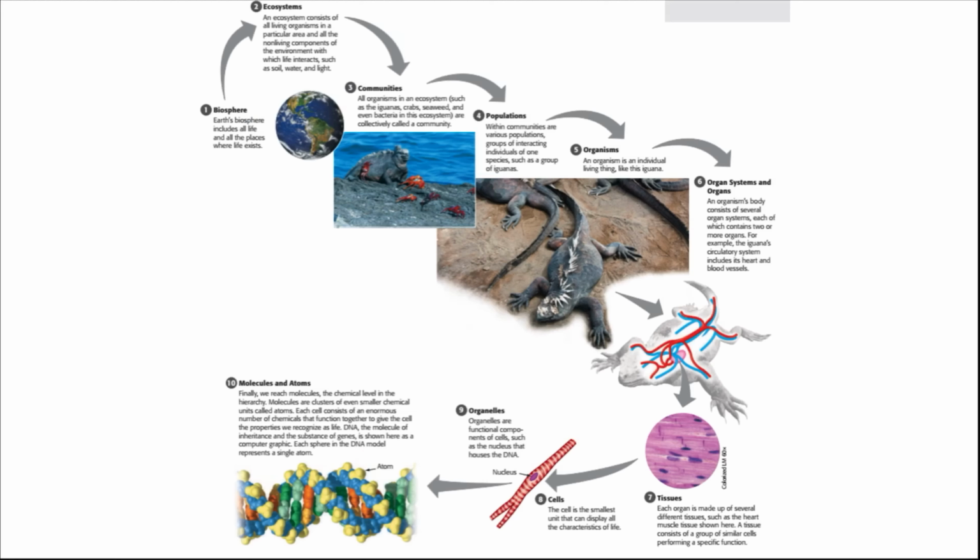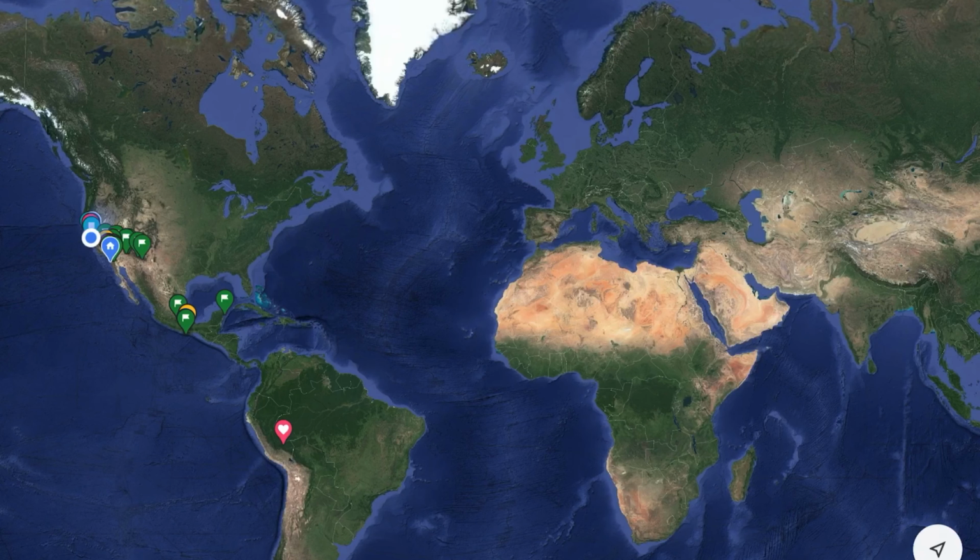Several organisms, or multiple organisms in a breeding group, well, we call that a population. If you have several different populations of organisms interacting in a space, we call that a community, and several communities together make up what we call an ecosystem. Now, if we look at all of the ecosystems on Earth together as a whole, well, we call that the biosphere.